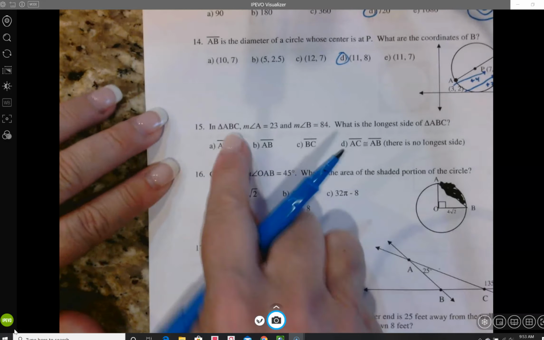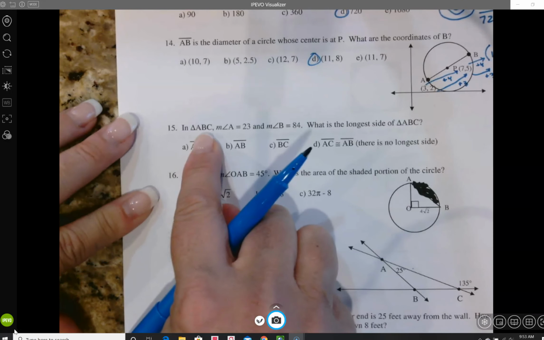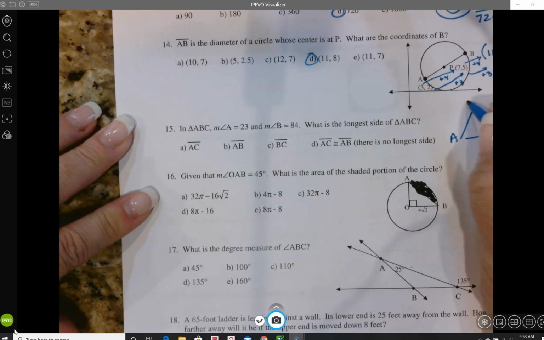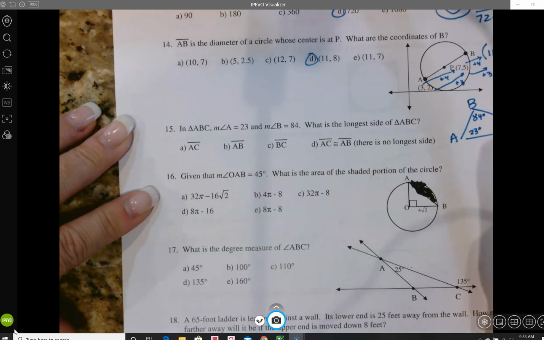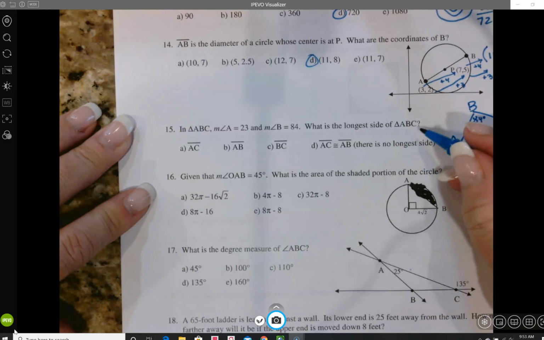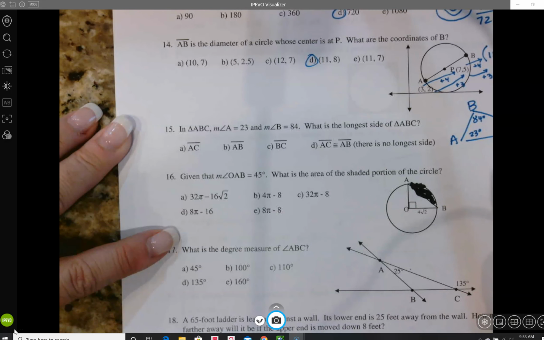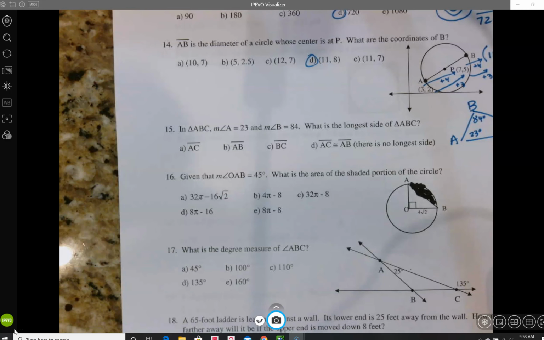So here it looks like we're talking about a triangle ABC, which I'm going to sketch. And A is 23 degrees, and B is 84 degrees. And then they're asking me what is the longest side. So what I need to figure out is what's the angle measure of angle C, and the reason for that is a rule that the longest side is across from the biggest angle.